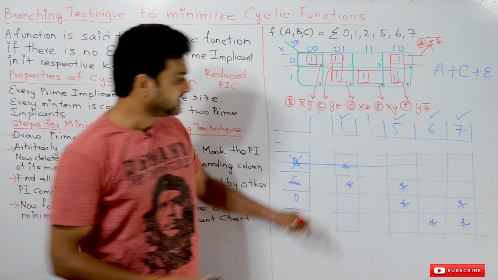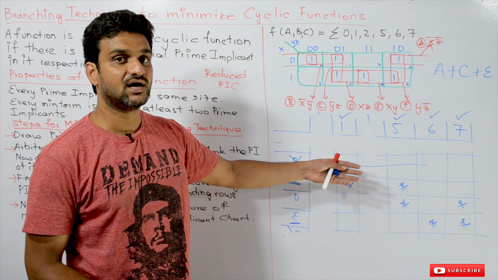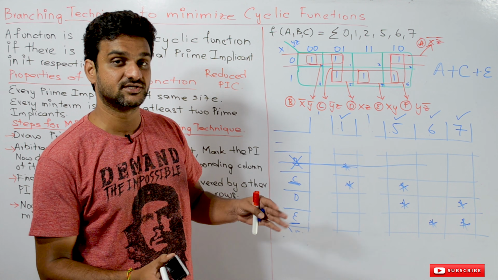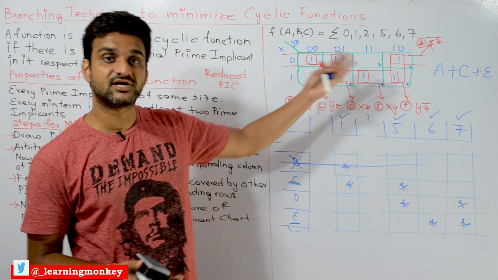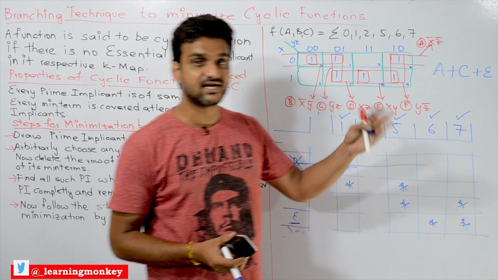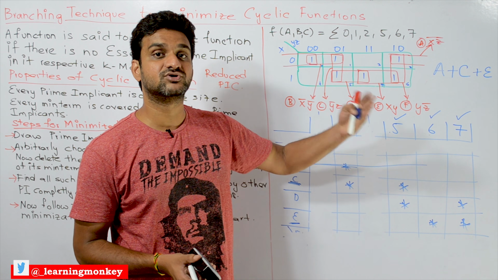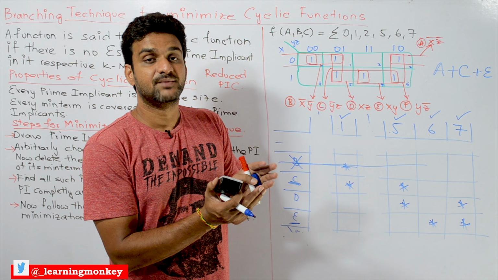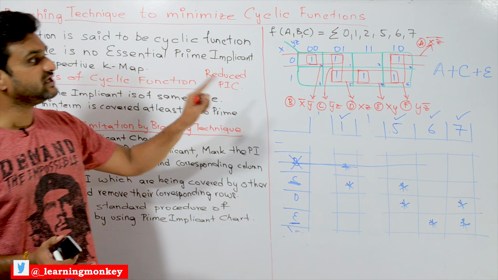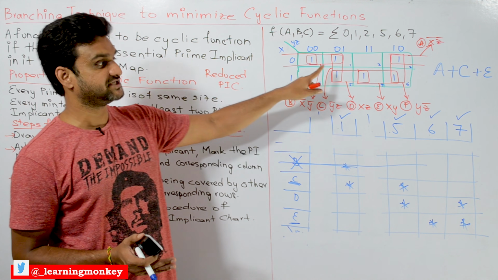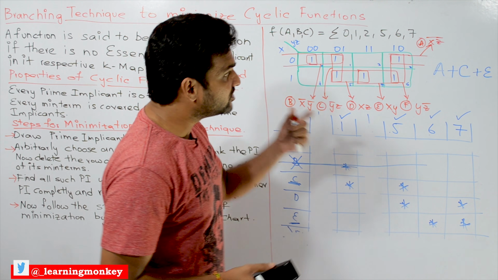Okay. If some of the terms are not covered, then we have to go for the better choice, which has already been done in our prime implicant chart. We have clearly seen how to choose things smartly so that we can have fewer minterms. So this is how we can minimize the cyclic functions, and this technique is what we call the branching technique.